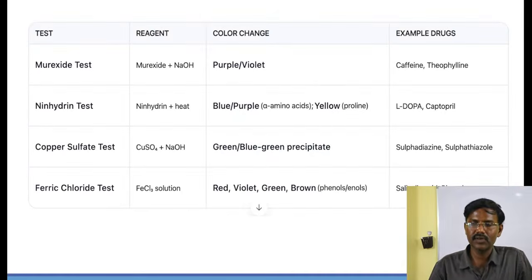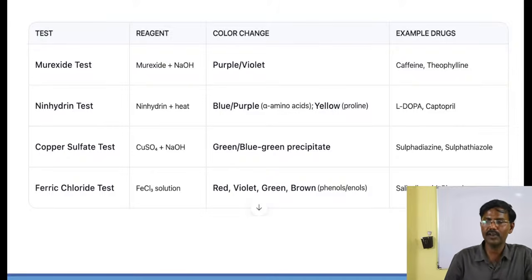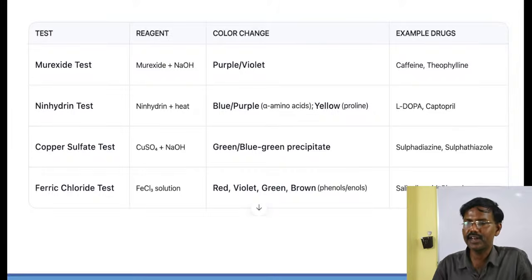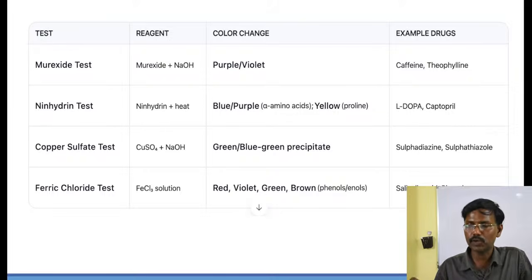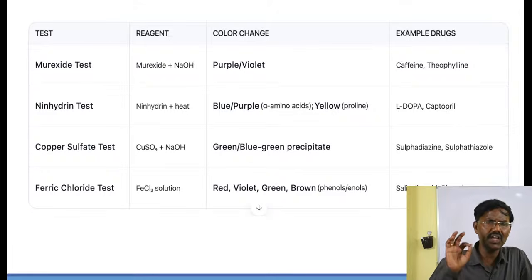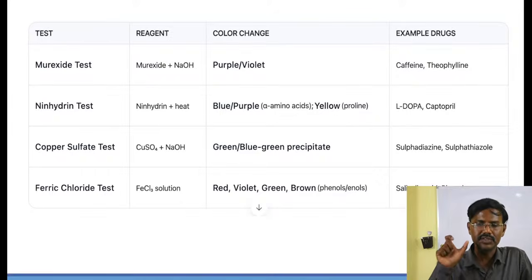Murexide test. What is the reagent? Murexide plus sodium hydroxide. The color is purple and violet. Examples of drugs: caffeine and theophylline, identified by the Murexide test. And next, L-dopa and captopril. These are drugs identified by the Ninhydrin test. Very, very important in biochemistry, in pharmacology, in medicinal chemistry. This Ninhydrin test is very important, right?